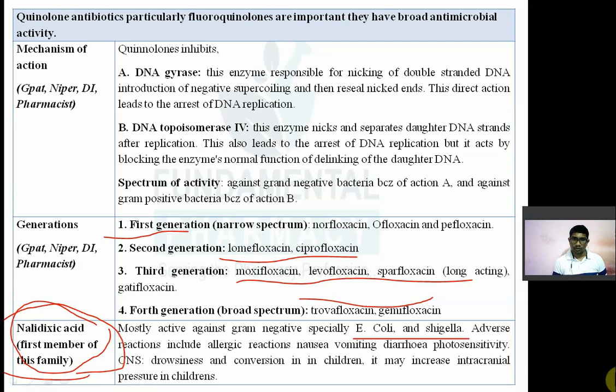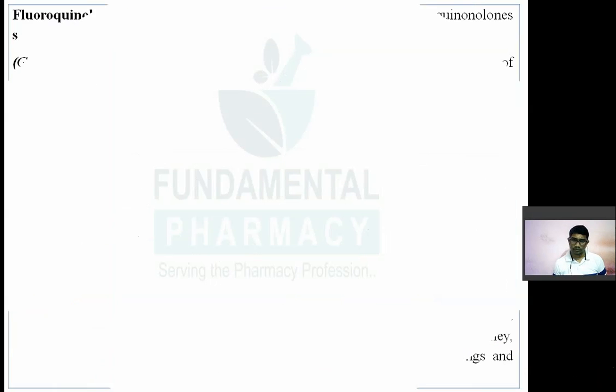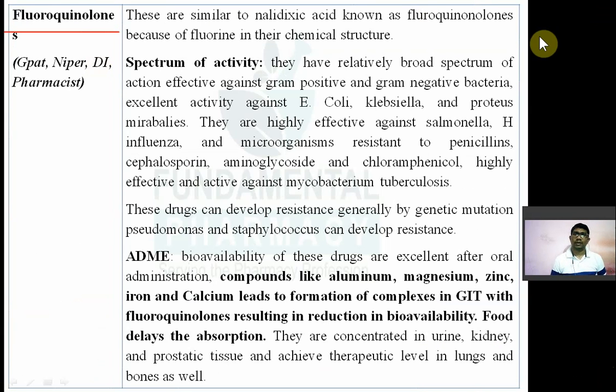What are the adverse reactions? Nausea, vomiting, diarrhea, photosensitivity. On top of this, drowsiness and convulsions; in children it may increase the intracranial pressure. Okay, now fluoroquinolones. The actions of these fluoroquinolones are similar to nalidixic acid, but because of the fluorine in the structure, they are known as fluoroquinolones. The structure of fluoroquinolones is just like the structure of nalidixic acid, but they have an additional fluorine atom in their structure. That's why they are known as fluoroquinolones.